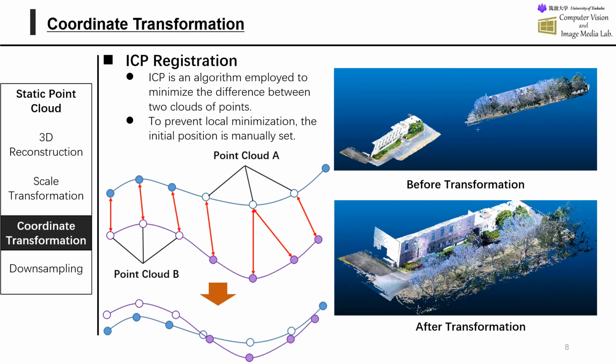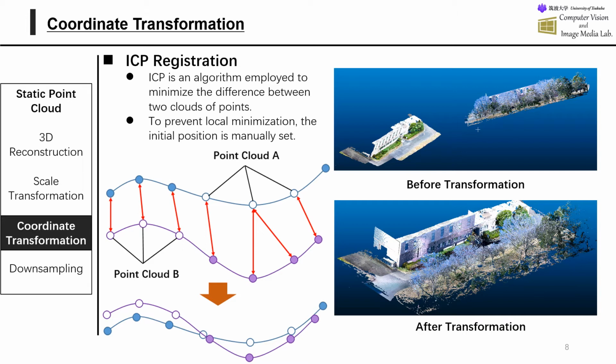Then we manually choose matching points to make a cross registration. This step aims to transform the static point cloud into the world coordinate system. We define the world coordinate system as ground truth data, which I will introduce later. An ICP registration method is applied to make a fine registration.